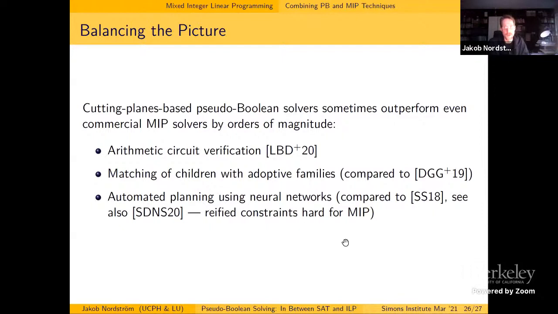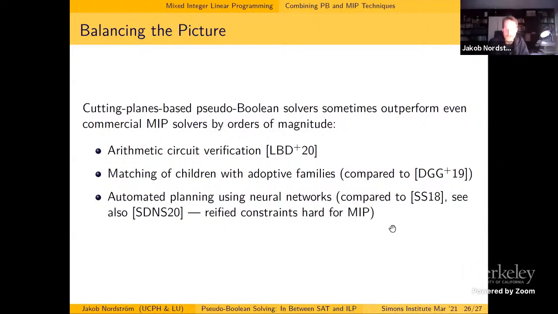Some people in Glasgow are doing some kind of matching problems for children with adopted families. Apparently, they take the same problems and they run our solver instead. It's an order of magnitude better than the MIP solvers they used.